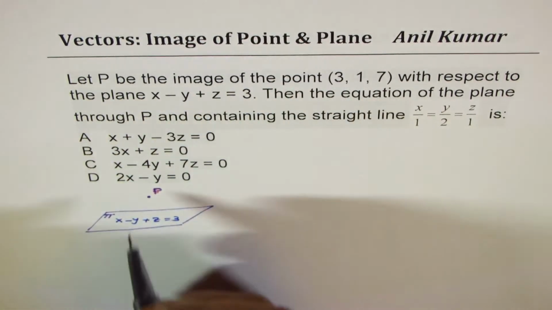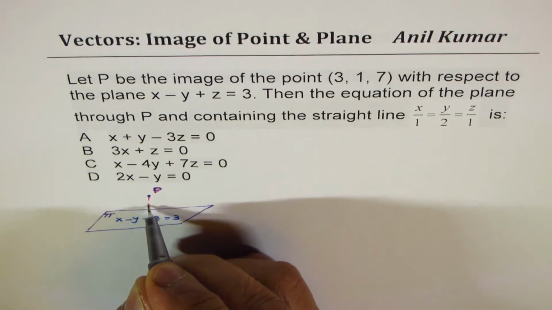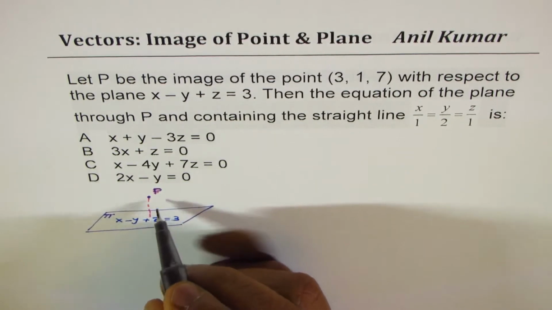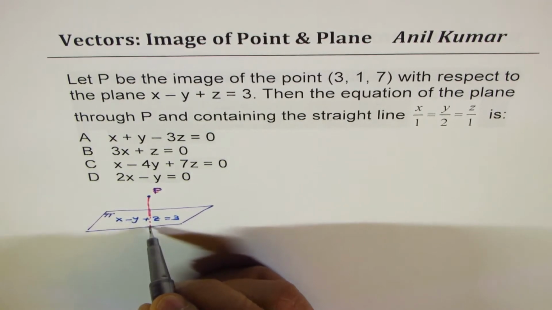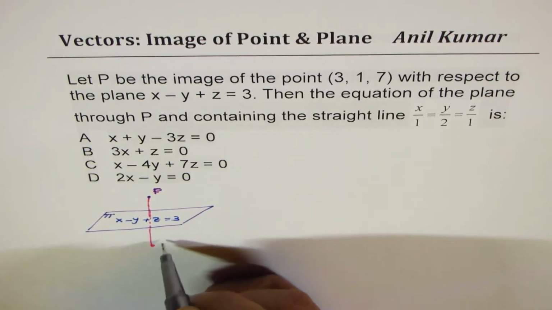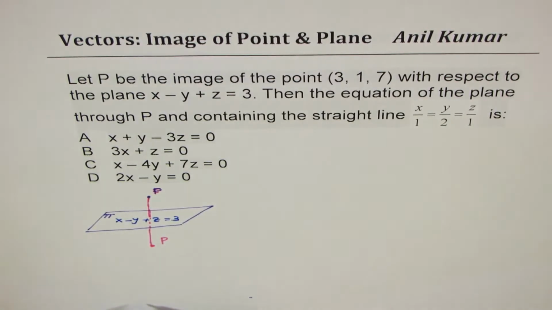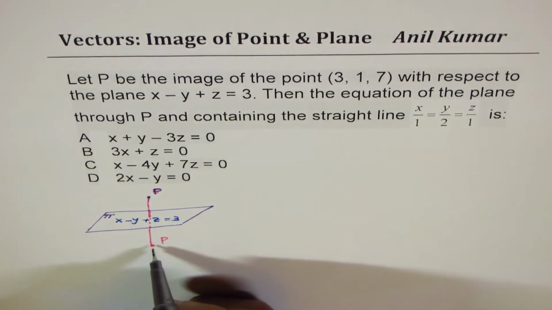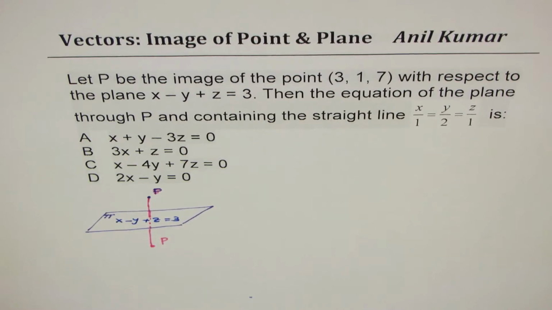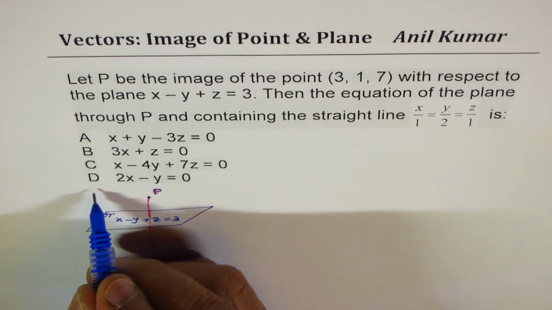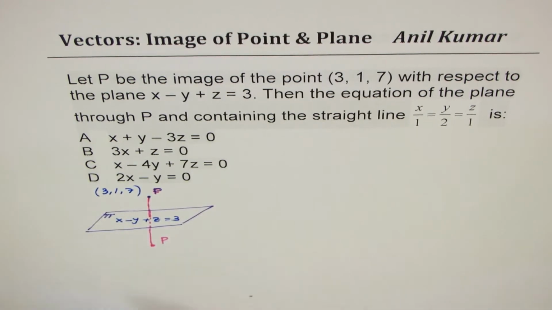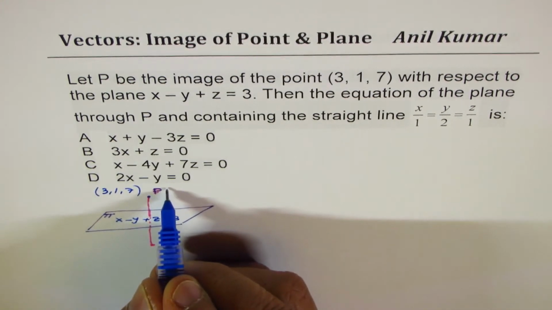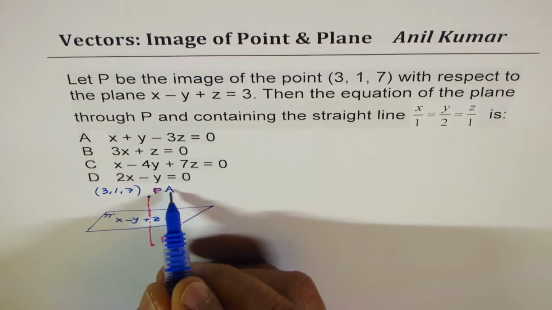P is the image of this point. If I take the image of this point, that means it is reflected on this plane, and the image is right there. So P is the image of this given point. The point given to us is (3, 1, 7). We have to find the image P. Let's call this point A, so the image of A is P.